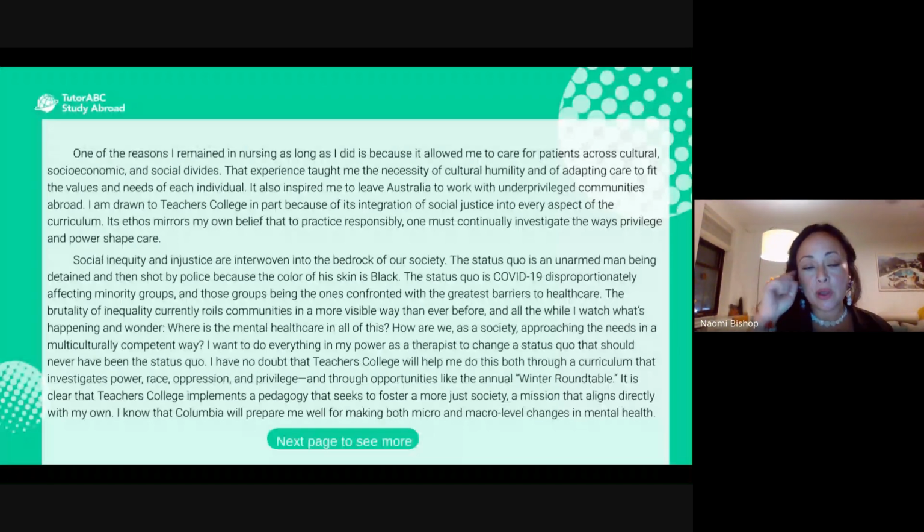Teachers College does have that module, and they have power, race, oppression, and privilege as a requirement. So the student brought that knowledge in. They were like, I'm going to tie that into my mission and the school's mission. And through opportunities like the annual Winter Roundtable, it is clear that Teachers College implements a pedagogy that seeks to foster a more just society, a mission that aligns directly with my own, et cetera, et cetera. So it's really important to research the school and bring specific examples.